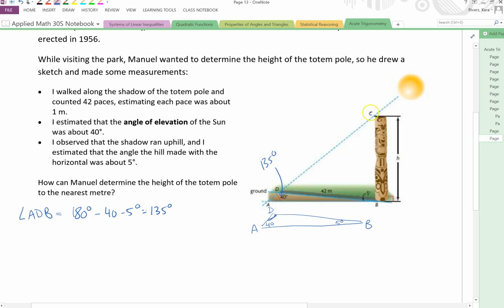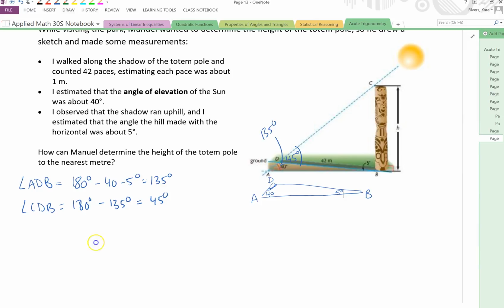To figure out this other angle, angle CDB, which is in here, I could take 180 degrees minus 135 degrees, and I would get 45 degrees. So this angle in here is 45 degrees. Now, why is that useful to me? Well, I'm starting to get angle measurements for this other non-right triangle. This 5 degrees here helps me because if this whole angle is 90 degrees, then angle CBD is going to be 90 minus 5, which is 85 degrees. So this is 85 degrees in here.